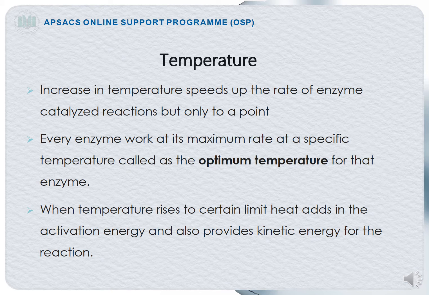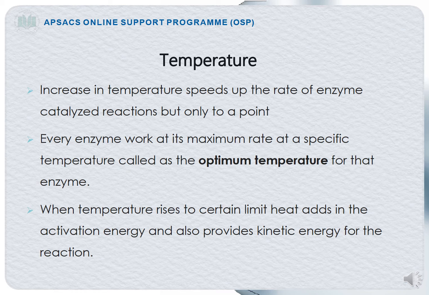Temperature. Temperature has a direct relation with the enzyme activity. If the temperature is increased, it will also speed up the rate of the enzyme catalyzed reaction. But every enzyme works at its maximum rate at a specific temperature, right? Like the enzyme has some specific temperature. After that, the enzyme will not work properly. And that specific temperature is called the optimum temperature. Every enzyme has its own optimum temperature, and within this optimum temperature, it speeds up its chemical reaction.